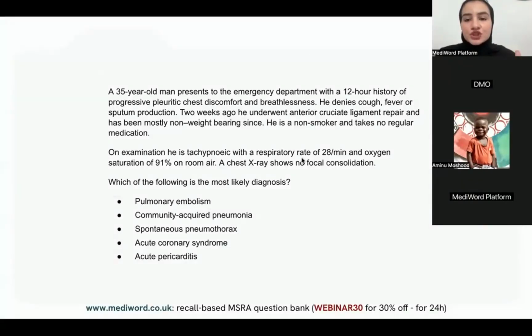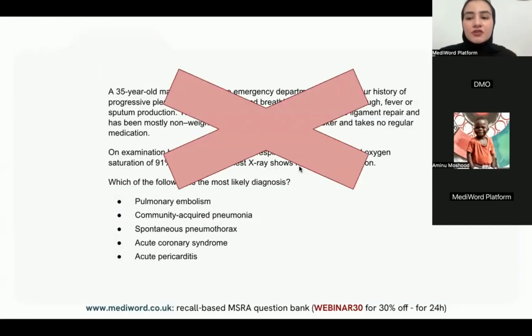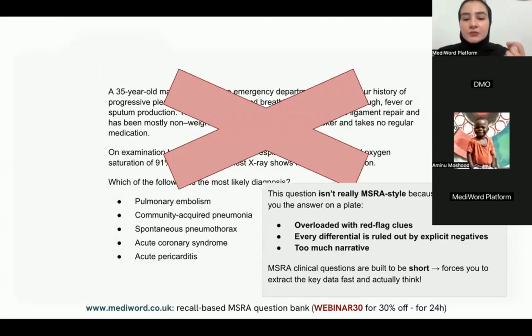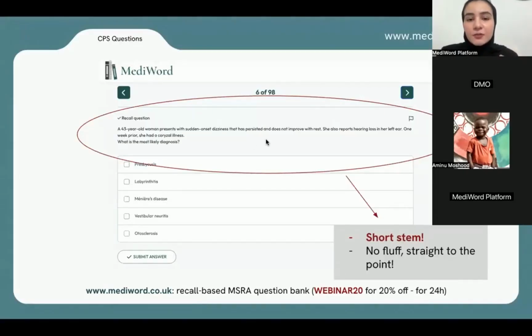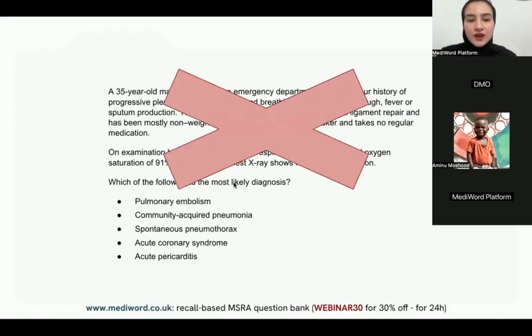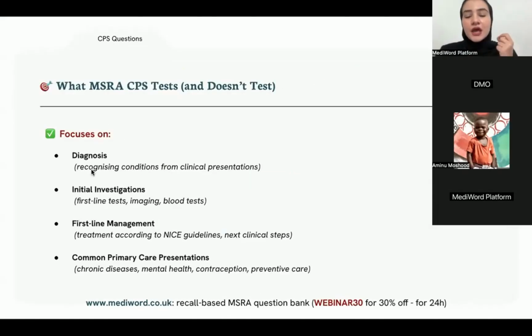Something like this, which is a much longer stem with more past medical history, some examination findings, and some imaging findings, is unlikely to be an MSRA style question. That's more MRCP style. I'm pointing this out so that now that we are in the last few weeks leading up to the exam, you don't end up wasting your time doing longer questions that can be overloaded with red flag clues and can give a false image that the exam is easier than in real life. I think doing a question like the short one is much more challenging than a longer question packed with red flag clues. So please focus on important signs and symptoms, first line investigation, first line management.